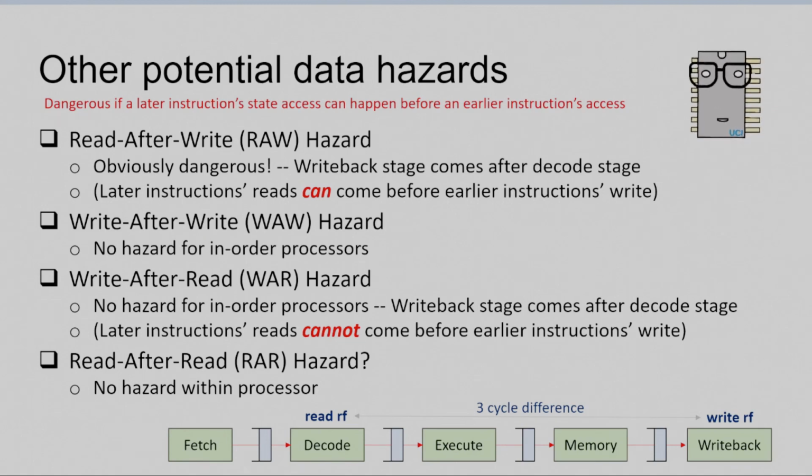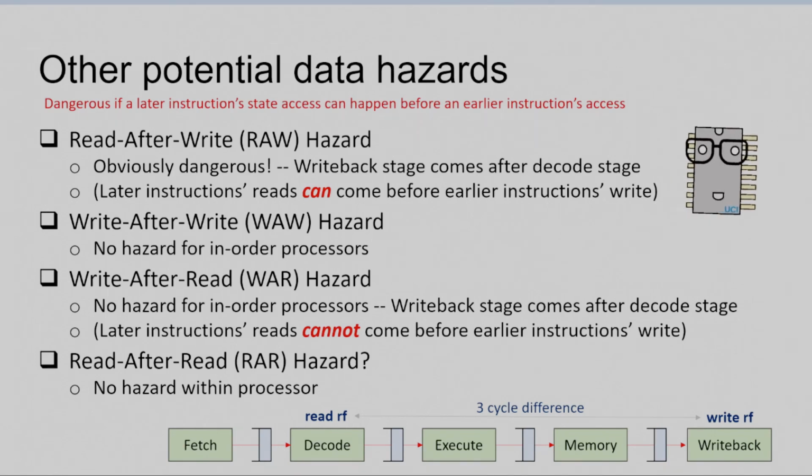The basic rule of thumb is that data hazards are dangerous if a temporally later instruction's state access can happen before an earlier instruction's state access, which is typically a state write. So if one instruction writes somewhere and the next instruction reads from that same place, or writes to the same place, and if the order of those accesses can be swapped, that causes a problem. And the swapping can happen because of microarchitectural decisions like pipelining.